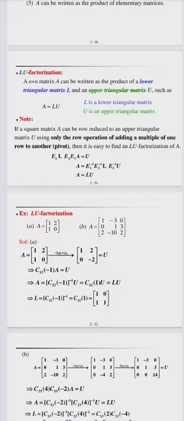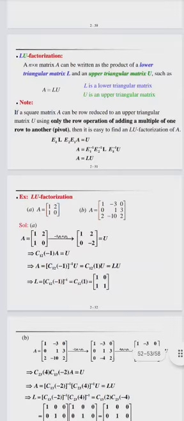Note, if a square matrix A can be row reduced to an upper triangular matrix U using only the row operation of adding a multiple of one row to another, with pivot element, then it is easy to find an LU factorization of A.